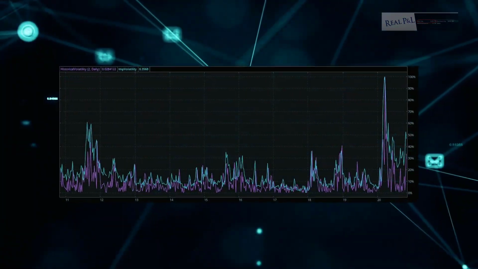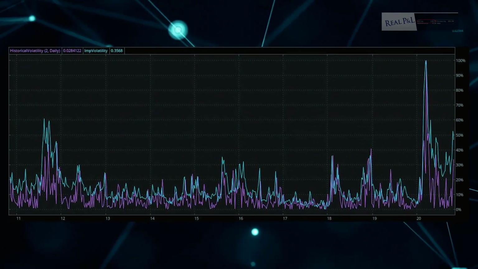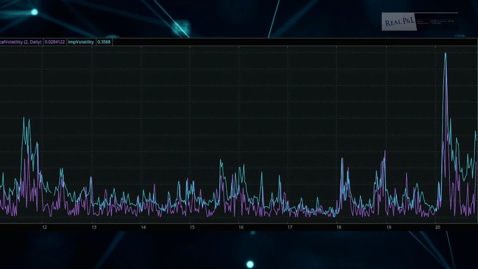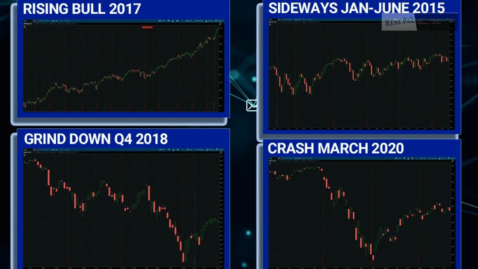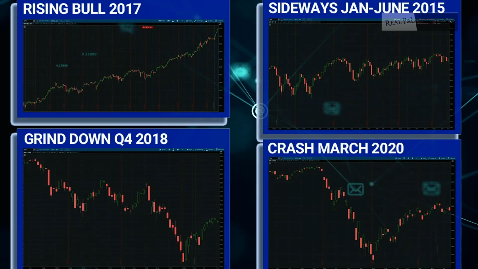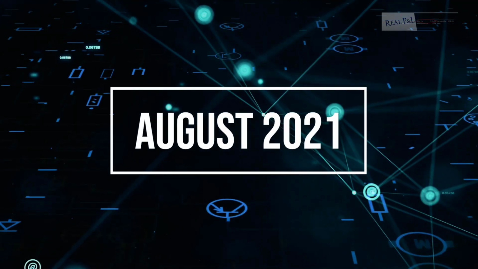They're set up to take advantage of the difference between implied volatility and actual volatility by selling option premium. Now, the 4 market types are: number 1, the rising bull; number 2, the sideways market; number 3, the grind down market; and number 4, the crash market. So let me go over what the market did in August.